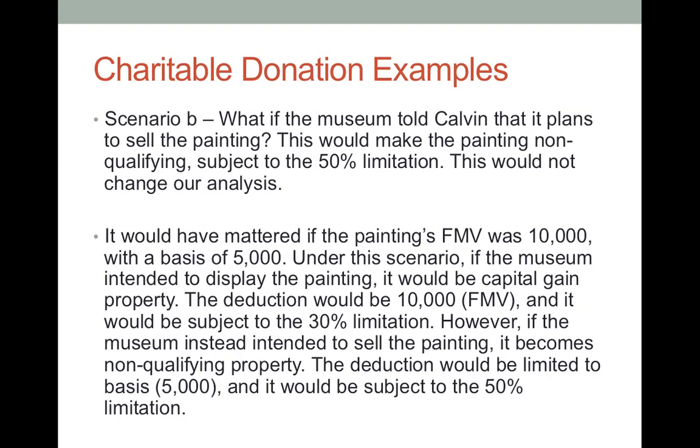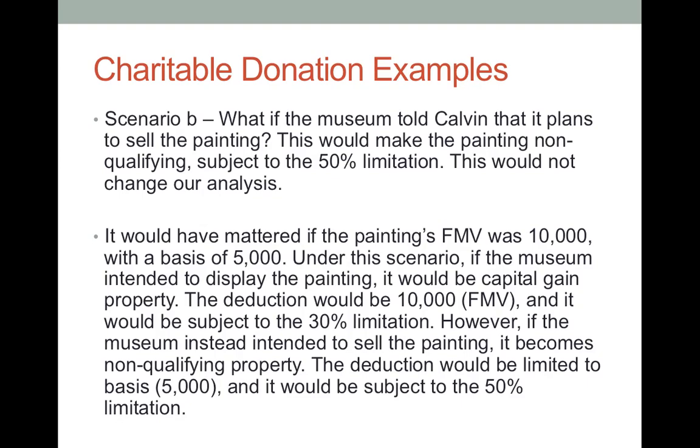If instead of displaying the painting, the museum tells the taxpayer, "If you donate this, we're going to turn right around and sell it because it's not the type of painting that we'd like to display in our museum." If the taxpayer knows that the museum is going to turn around and sell it right away, then this property becomes non-qualifying property. It becomes property that is not in line with the mission of the museum. It is no longer capital gain property. It is now non-qualifying property.